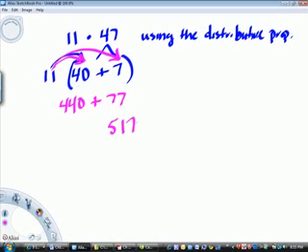Okay, so that's how you multiply that out, and that's what it's looking for. With the distributive property, you're going to have to break the number up and distribute it twice so that you can do these calculations in your head.